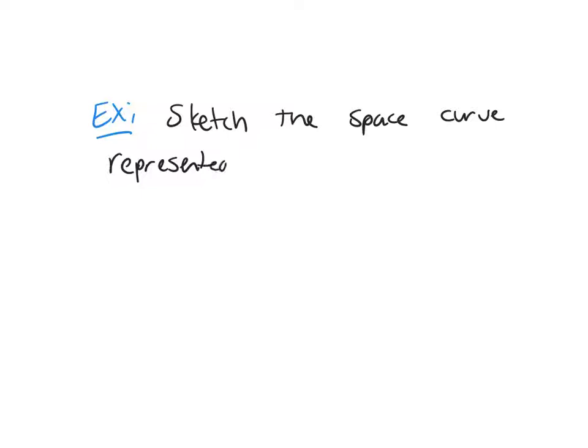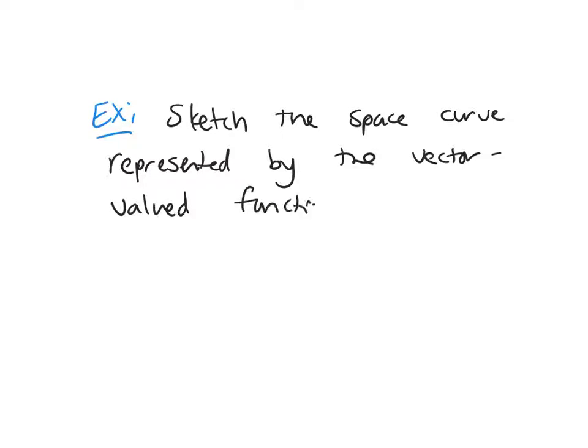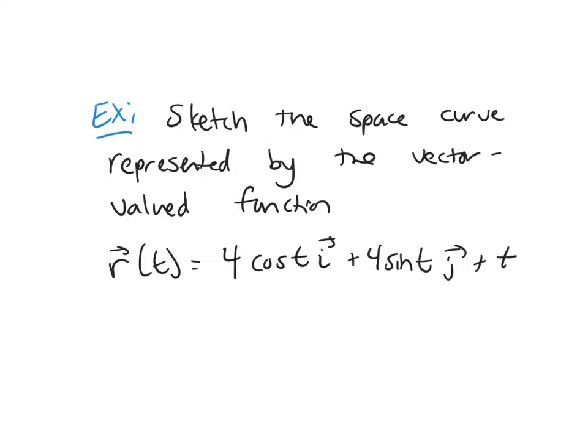Let's look at one more of these vector valued functions. So let's say I want to sketch the space curve represented by the vector valued function r of t, which will be 4 cosine t i plus 4 sine t j plus t k, where t is restricted to 0 to 4 pi.